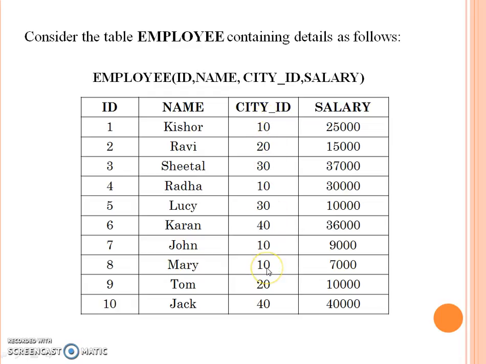Here we can see that there are multiple records, approximately 10, and the cities of different records are repeating as per the city IDs. So ID number 1, city ID is 10; ID number 4, city ID is 10; ID number 7, city ID is 10; ID number 8, city ID is 10. Now we will understand the working of GROUP BY for this particular example.